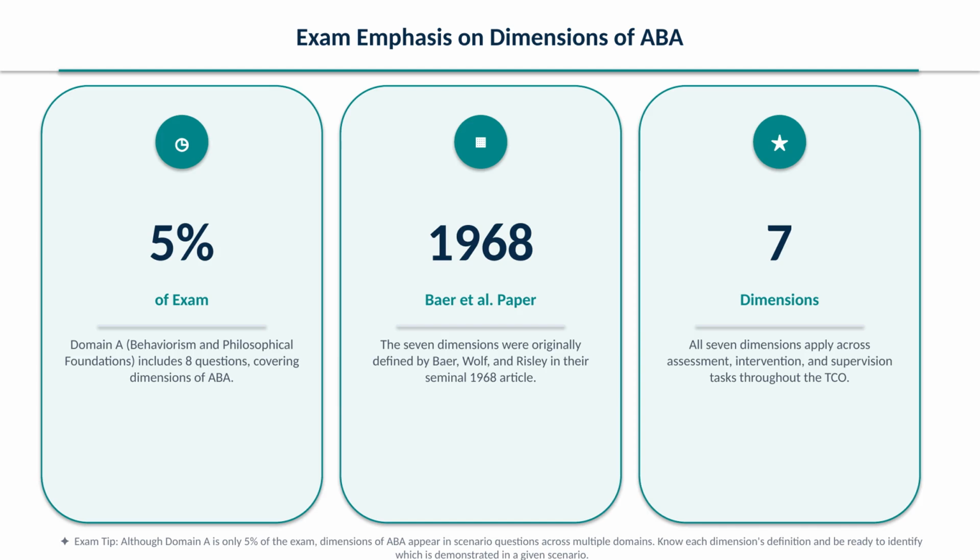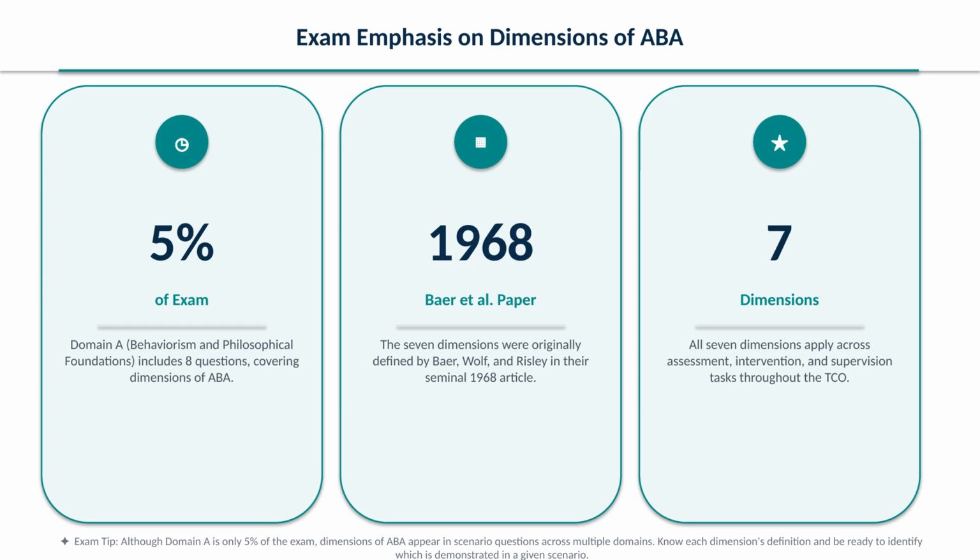The BCBA exam dedicates approximately 5% of its questions to Domain A, which covers behaviorism and philosophical foundations, and within that domain, you can expect about 8 questions specifically testing your understanding of the 7 dimensions of applied behavior analysis. These dimensions were originally established by Baer, Wolf, and Risley in their foundational 1968 article, and they remain a core philosophical framework for the field. It is critical to recognize that these 7 dimensions are not just historical concepts, they apply across all task content outline, TCO, areas, including assessment, intervention, and supervision.